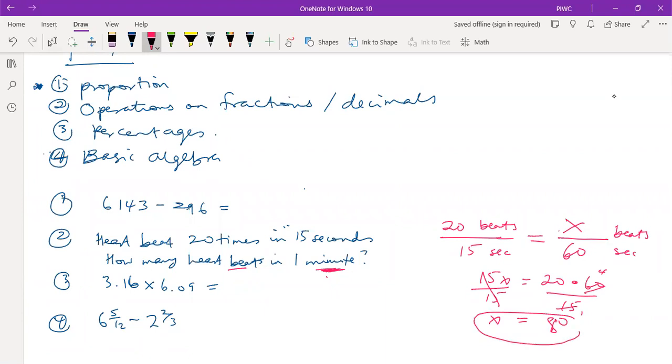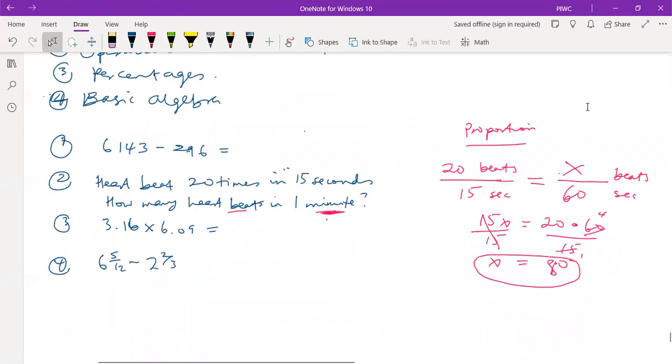Or you can just multiply 20 by 60 and divide by 15. Okay, so this is the proportion approach. At least to introduce proportion, this is a good question to begin with. I believe you all remember proportion very well. If you're not too conversant with that, please review it. Again, it's going to help you a lot in most problems that we're going to see. So I will mention proportion a lot, several times.